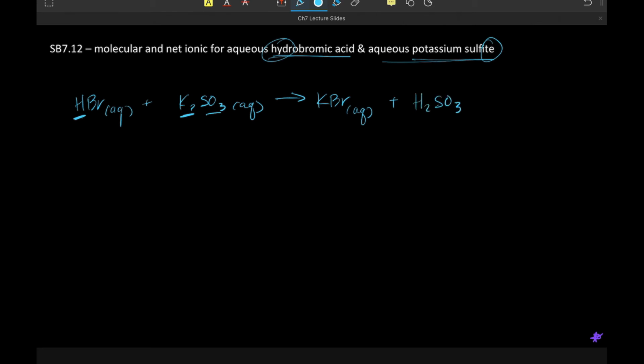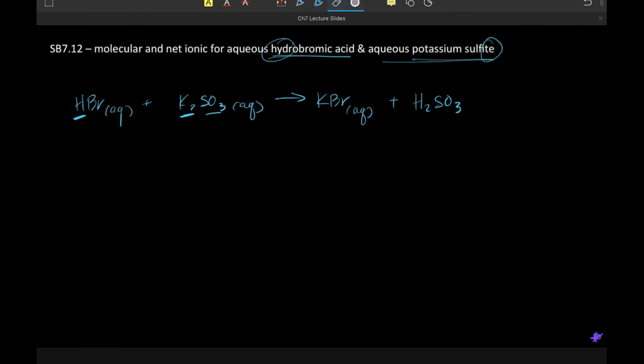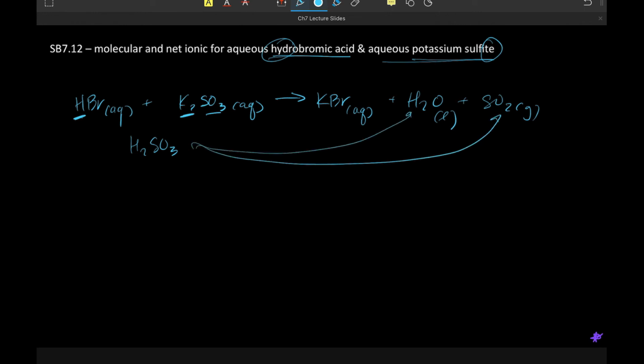And then you might be like, I don't know the state for that. Let's think. That's right, H2SO3 is on this list of things that produce gases, as in sulfites and bisulfites produce gases. So this compound is going to break down to form H2O and SO2. This will be our gas, and this will be a liquid. So anytime we're tempted to write this as an intermediate, this is really going to just give us these two things. And so our total reaction looks like this.